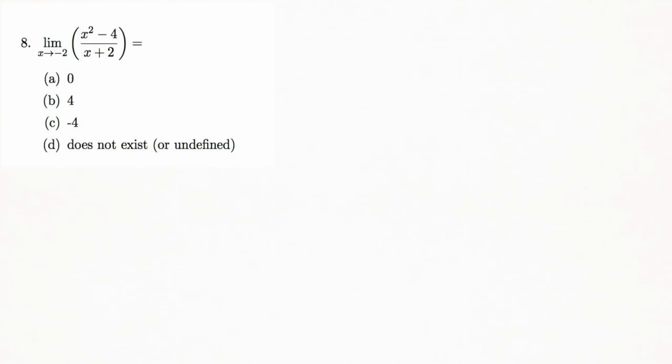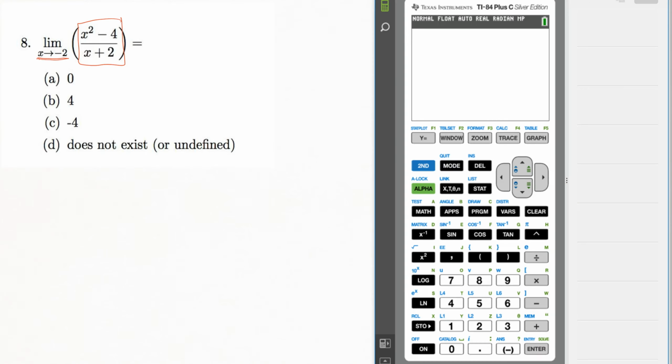In this problem, we're being asked to find the limit of an equation, x squared minus 4 divided by x plus 2, at the specific limit as x approaches negative 2. You can do these problems by hand, but I find using the calculator a bit easier, so I'm going to show you how to use the calculator to get the answer to this question.